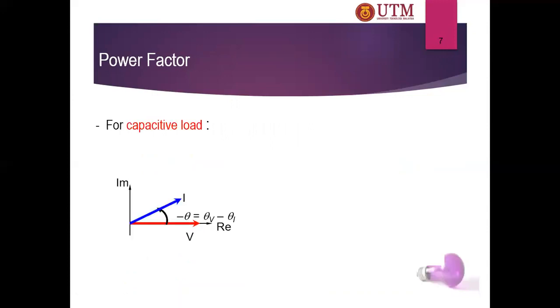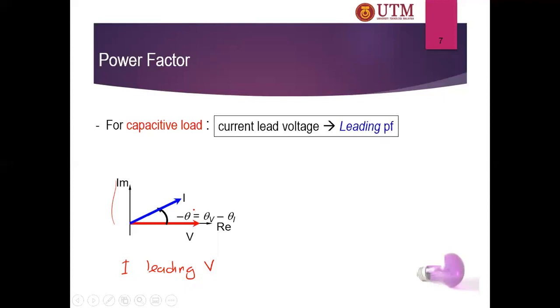For the capacitive load, this is the phasor diagram between the current and the voltage. As you can see here, the current is leading the voltage. So the difference between theta v and theta i is negative theta. This indicates that the circuit is a capacitive circuit, and the power factor is called a leading power factor.